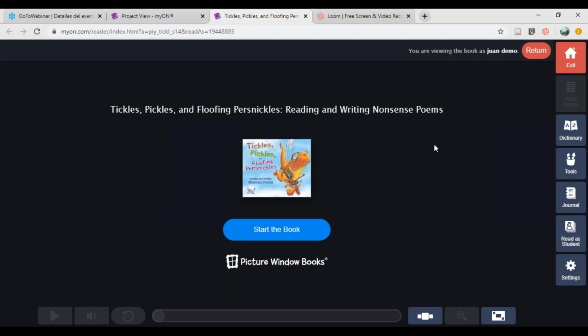If you take a look at the upper right corner, you will see that it says you are viewing the book as Juan Demo. So I am taking a look at everything that he did. This is how you see if they highlighted or not. Okay, in this case, I can see that my student clicked on the book but didn't study it. Okay, so very easily I can use this projects tool to see if my students actually did what I asked them to do. Okay, good.